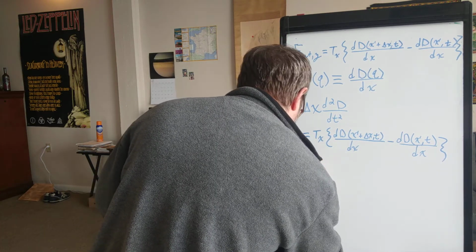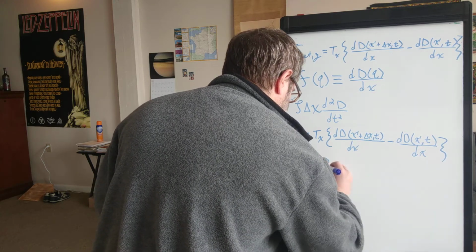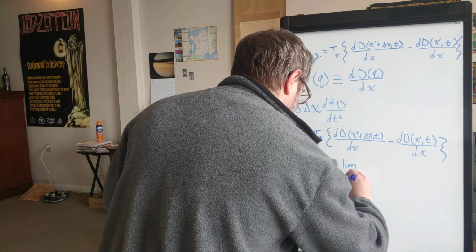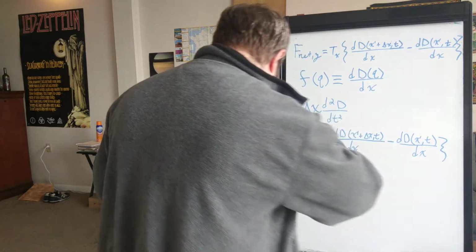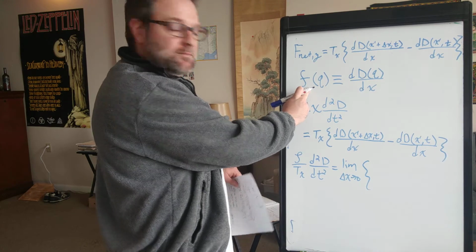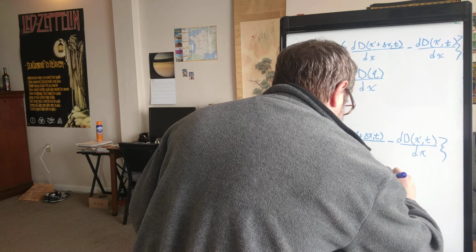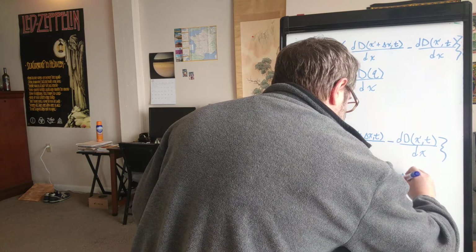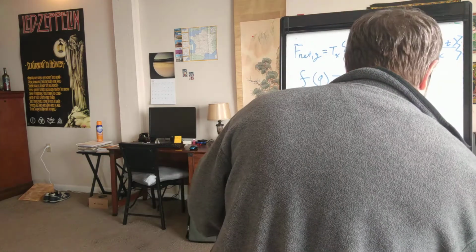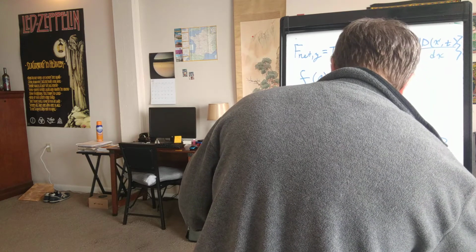So we have rho divided by Tx, second derivative of the displacement with respect to time, equals the limit as delta x goes to 0. And now we're going to use this definition of this function over here to write these derivatives. So now we have function f of x prime plus delta x, I'm going to leave off the t, minus f of x prime, divided by delta x.